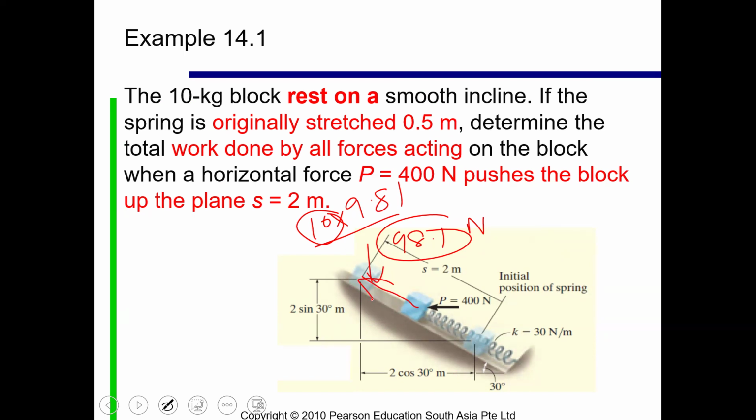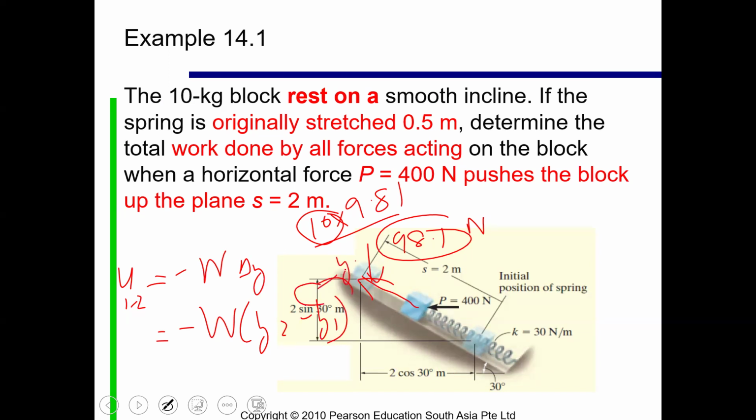So for example, in this case, if I use the equation, it was minus W delta Y. It was like this, right? And here, minus W (Y2 minus Y1). If it is moving upward, this value here is Y2. And if I take the initial position here as 0, Y1 is 0. So Y1 is 0 and Y2 is equal to 2 times sine 30. This is provided, the angle is provided.